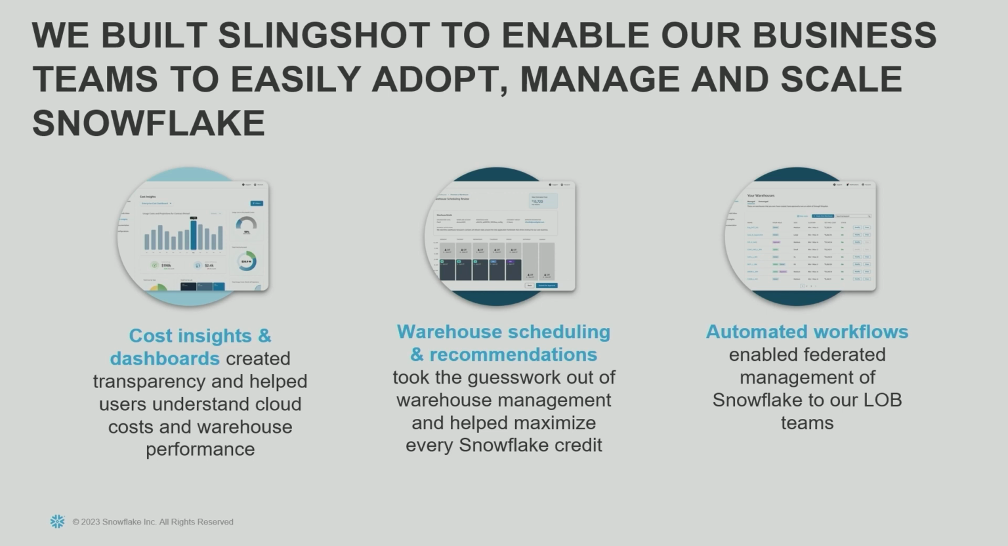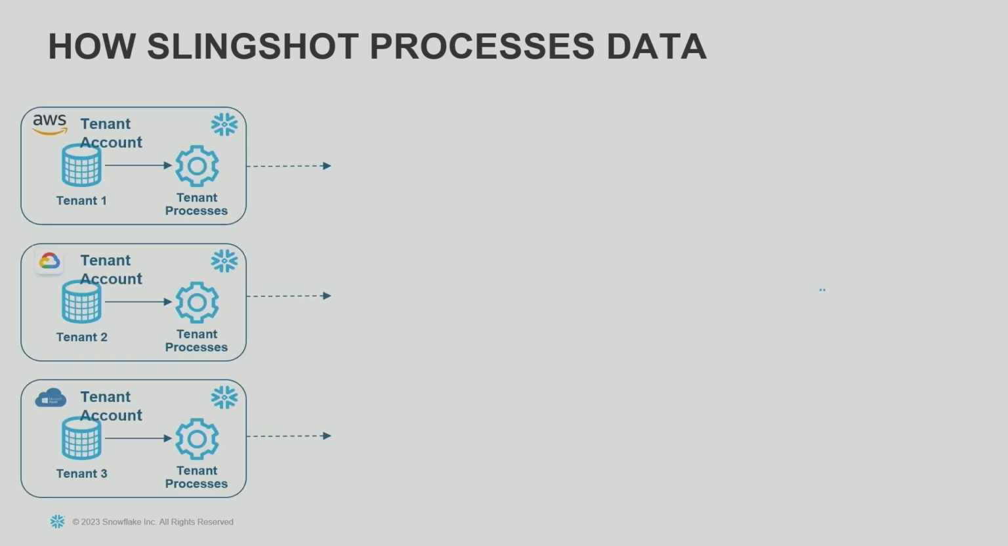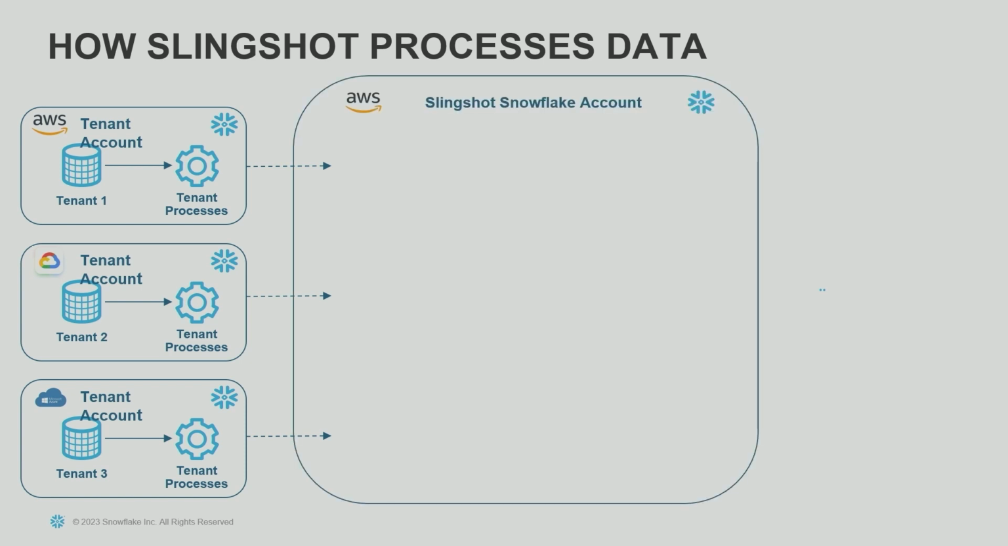Behind the scenes, we run a lot of data processing to support each of these features. Let's understand what our data processes look like. Slingshot being a B2B SaaS product, we onboard and support tenants from multiple Snowflake accounts running on different cloud providers. Our tenants run on AWS, GCP, and Azure. We perform tenant-side processing of metadata and move, either share or replicate, data into our primary East AWS Snowflake account.